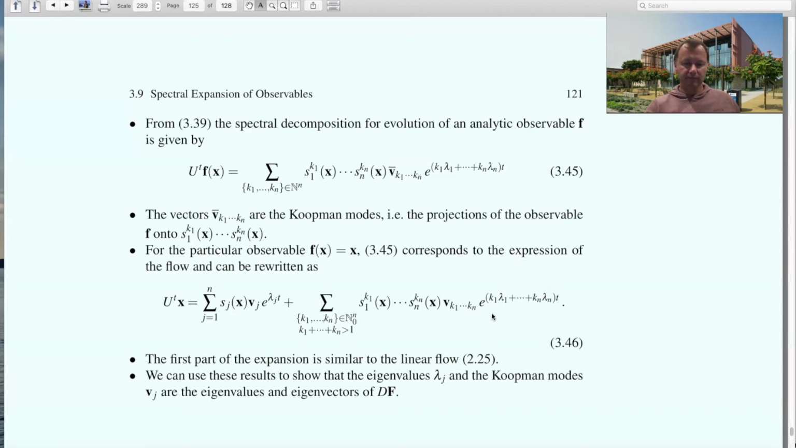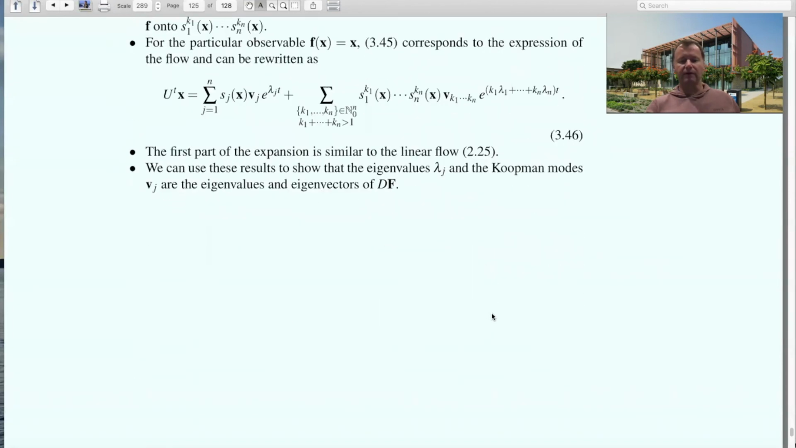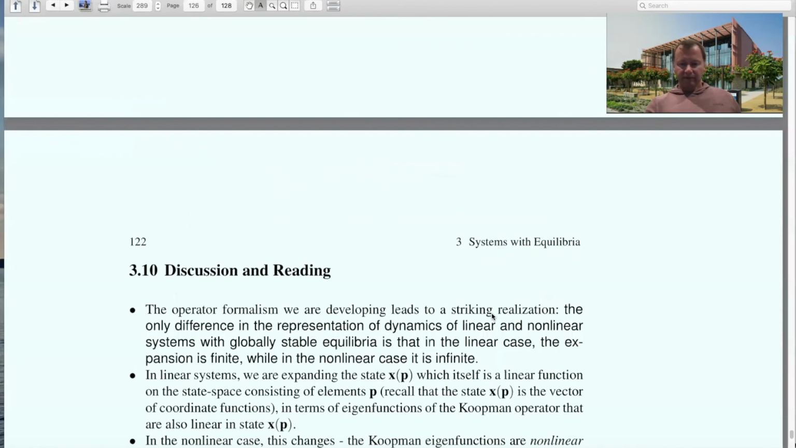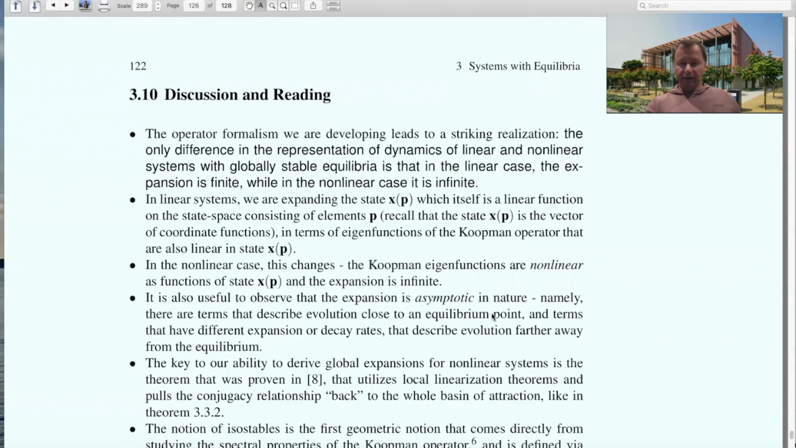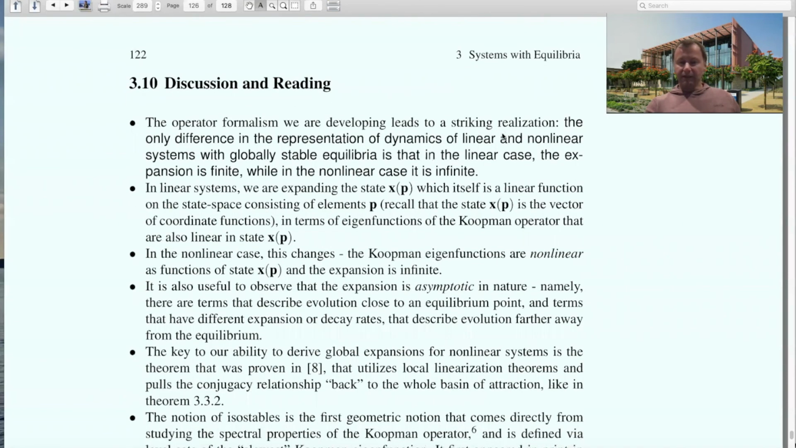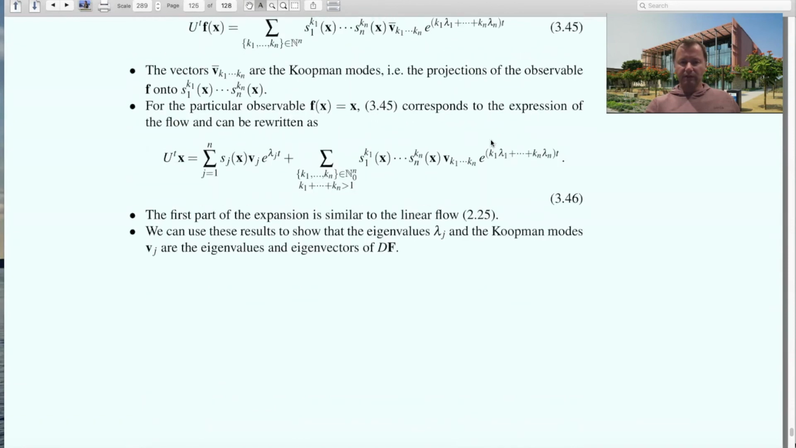Okay. So this is quite an interesting realization here. When we worked with linear functions and linear systems, the only thing that we needed to consider in the expansion were these n terms. When we are in the nonlinear context, on the other hand, the only thing that changed is that now in principle, we have an infinite number of terms.